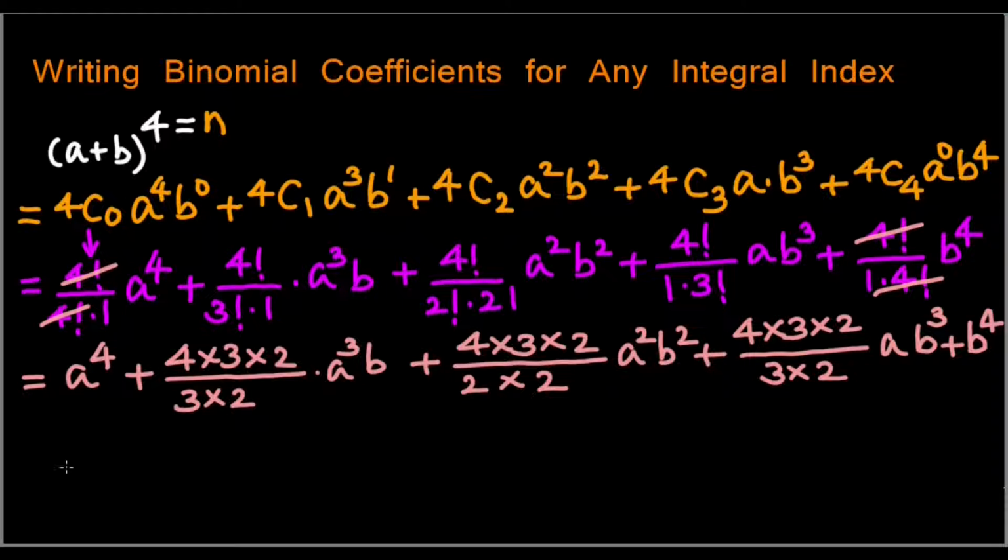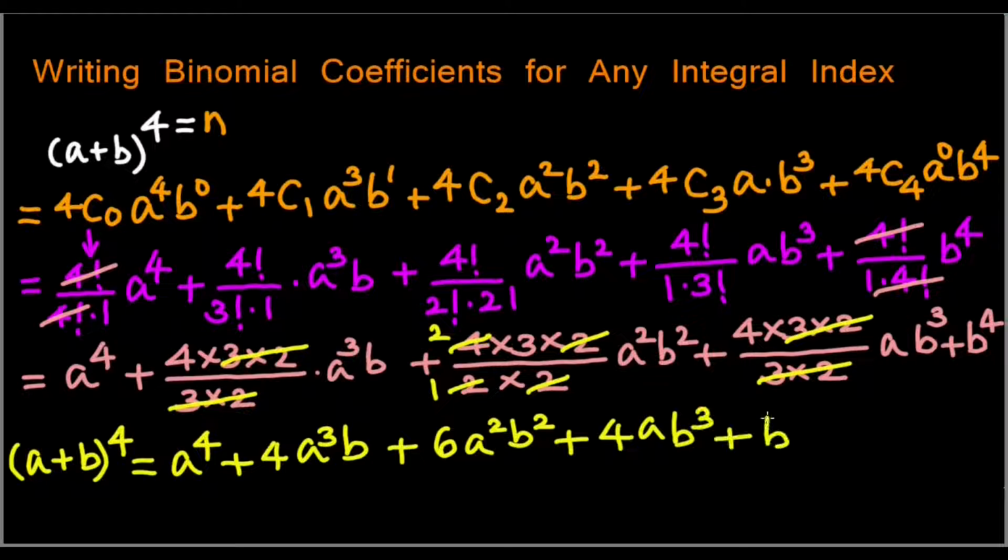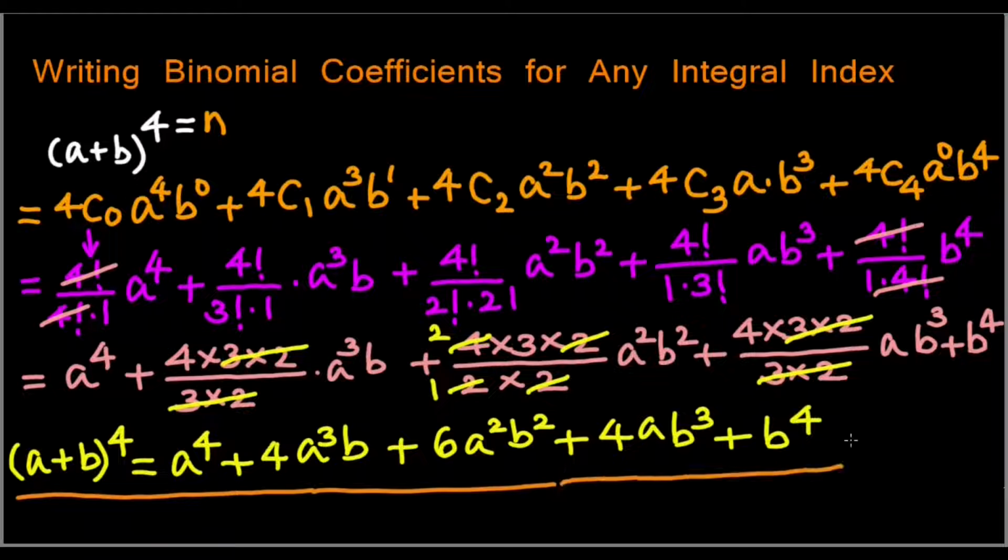So finally we get (a plus b) whole raised to 4 equals a raised to 4 plus 3 into 2 cancels with this 3 into 2 and it will be 4 a cube b plus this 2 cancels with this 2, 2 ones are 2, 2 twos are, so it will be 3 twos are 6 a squared b squared plus 3 multiplied by 2 cancels with this 3 multiplied by 2 plus 4 a b cube plus b raised to 4. So this will be the expansion of (a plus b) whole raised to 4.